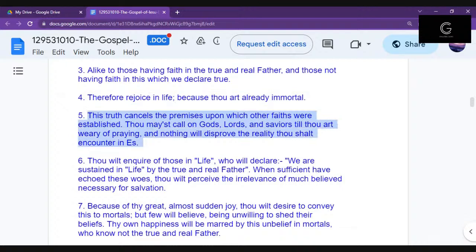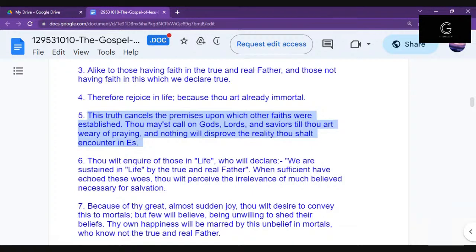This truth cancels the premises upon which other faiths were established. Thou mayest call on gods, lords, and saviors till thou art weary of praying, and nothing will disprove the reality thou shalt encounter in spirit.